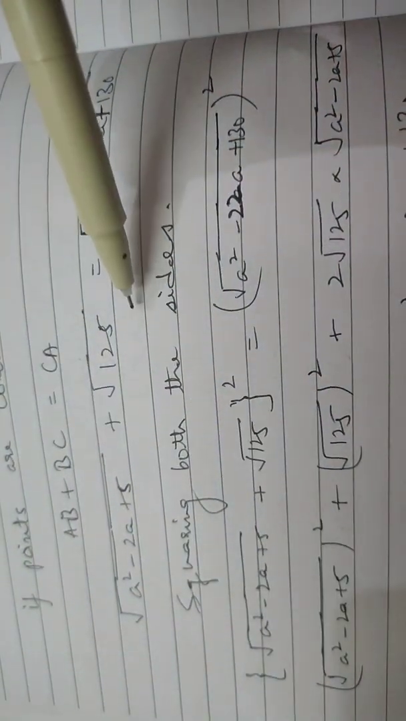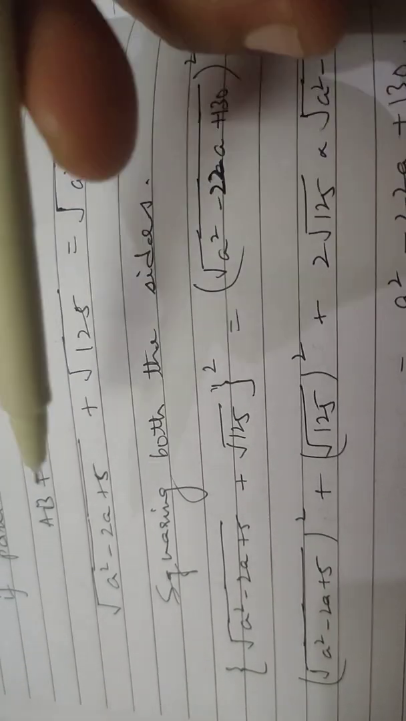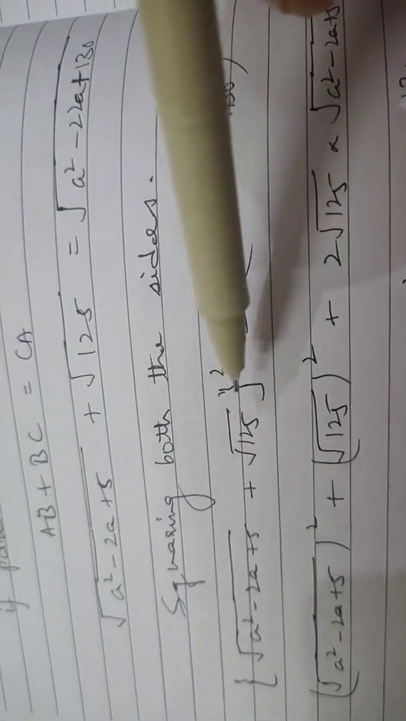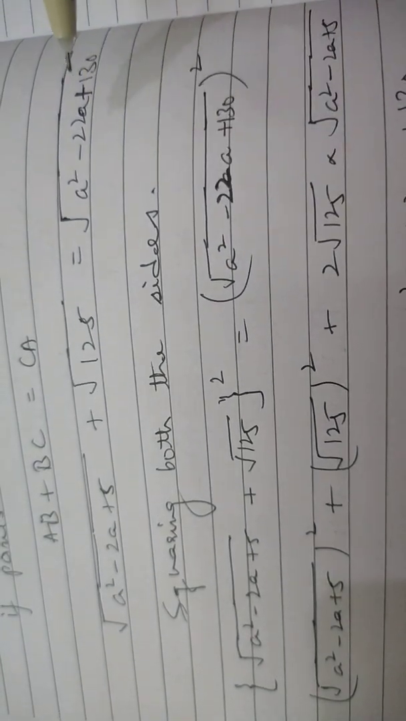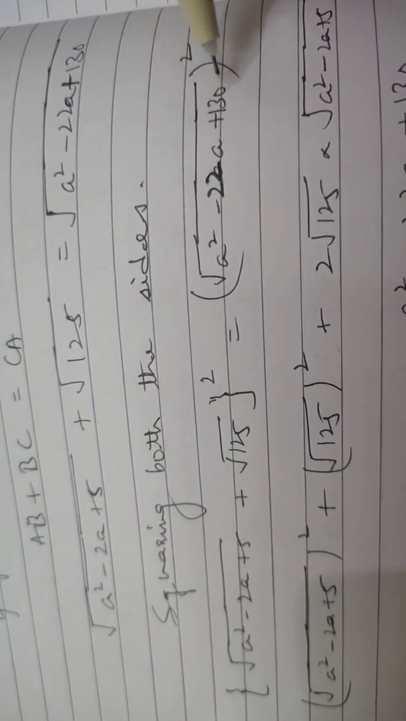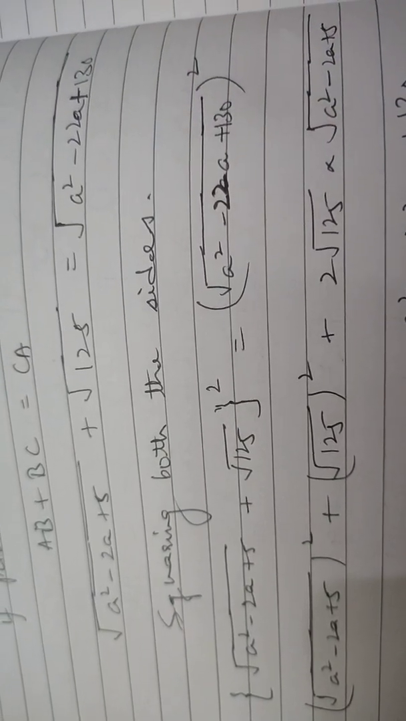that is on the left hand side and on the right hand side. So on squaring up this side, it can be written as (under root a square minus 2a plus 5, then plus under root 125) whole square, equal to, on the right hand side it will be (under root a square minus 22a plus 130) whole square.